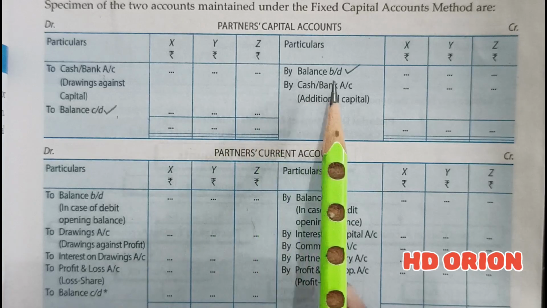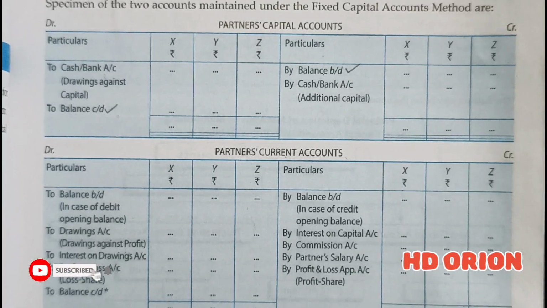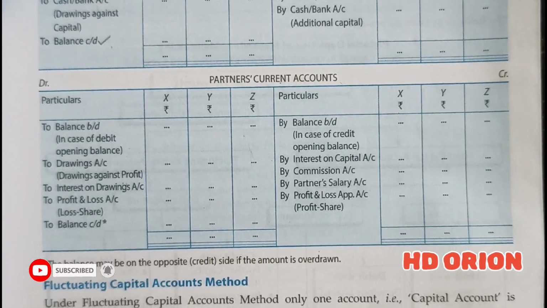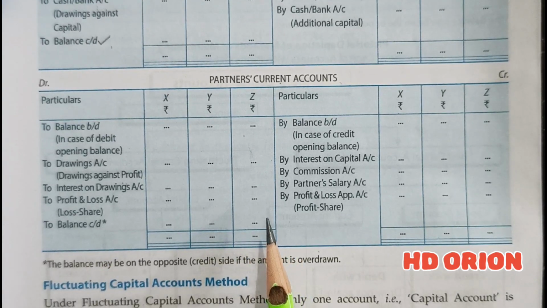Only this much the partner's capital account has to show, whereas all the other details which the partners are receiving from the firm as per partnership deed by appropriation of profit will be shown in partner's current account. So it is compulsory to maintain partner's current account when the partner's capital account is maintained by fixed capital account method.